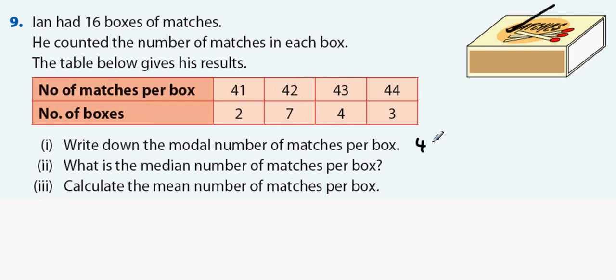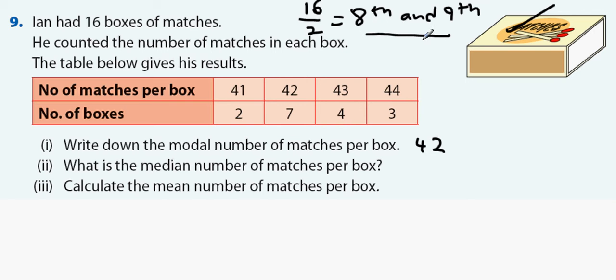What is the median number of matches per box? Now the median, there's 16 boxes. 16 is an even number, and because 16 is an even number, there's a middle 2. So divide 16 by 2, you get 8 boxes. So therefore it has to be the average of the 8th and 9th, because remember, it's an even number, so it has a middle 2. So the 8th and 9th divided by 2. So let's find out where the 8th and 9th boxes are.